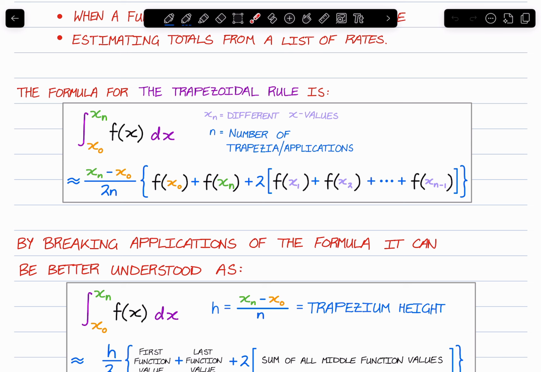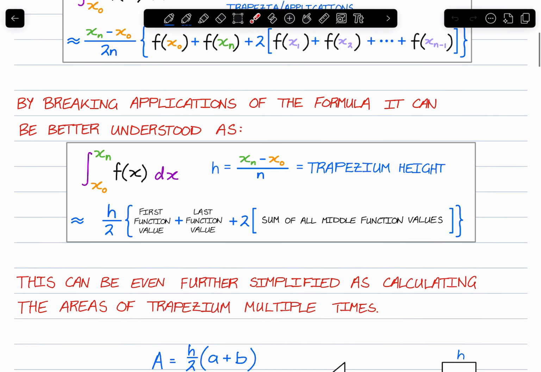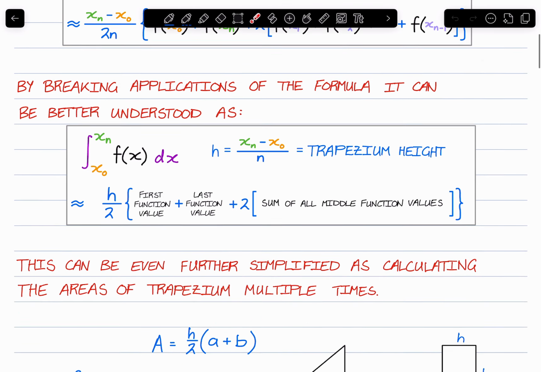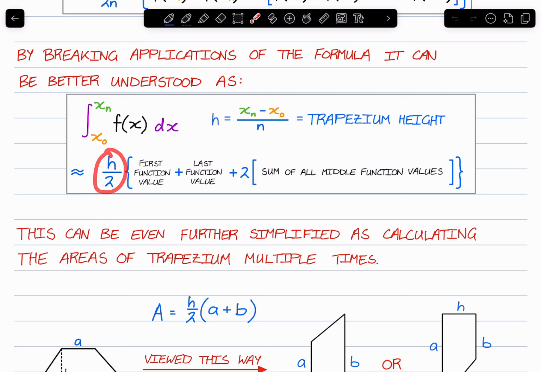And I'm emphasizing here now that x of n are different x values along the x-axis, and n is specifically the number of trapezia or trapeziums or applications of the trapezoidal rule. By breaking down the applications of the formula, it can better be understood as h on 2 times first function value plus last function value plus 2 times all the middle function values. And h is simply the trapezium height.